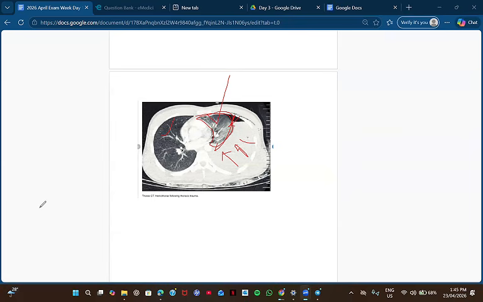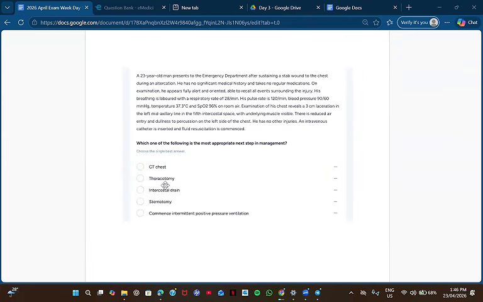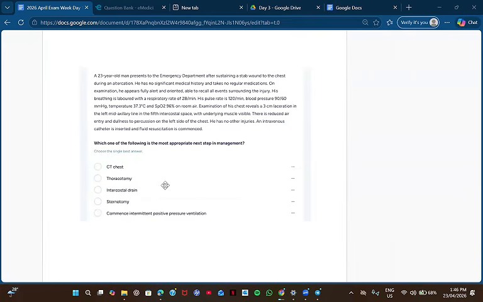Very important, because sometimes they can give scenarios. Now we'll do some questions, then we will go back to theory. A 23-year-old man presents to the emergency department after sustaining a stab wound to the chest during an altercation. He has no significant medical history and no regular medications. On examination, he appears fully alert and oriented, able to recall all events surrounding the injury.